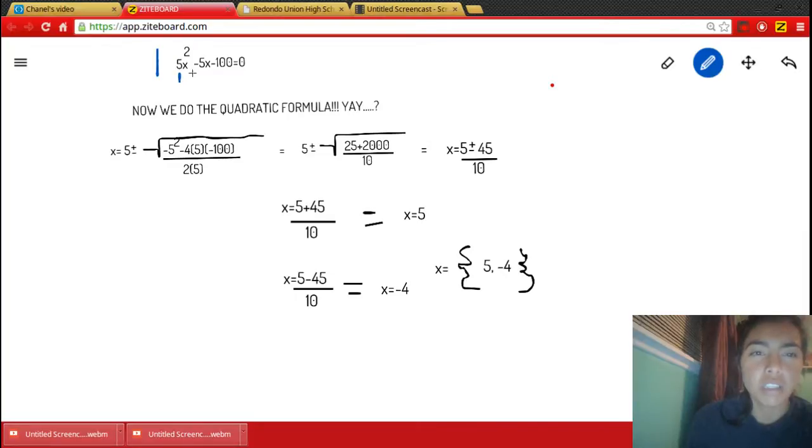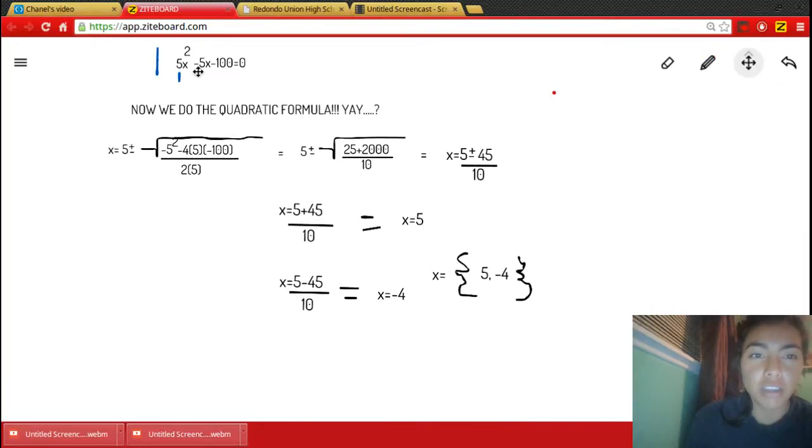This is your a. This is your b. Don't forget the negative. And this is your c, this 100, which is a negative 100. Make sure you don't forget your negatives, because then that's going to throw off your whole equation. So the equation is x equals 5 plus or minus the square root of negative 5 squared minus 4 times 5 times negative 100, over 2 times 5.